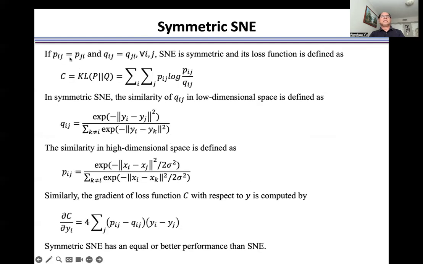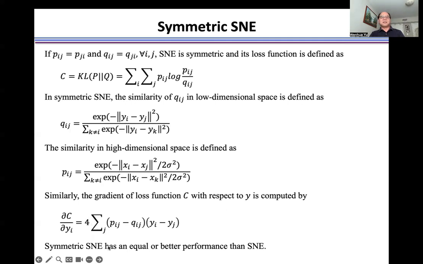If Pij is the same as Pji and Qij is equal to Qji for any i and j, SNE is symmetric and its loss function is defined as here. In symmetric SNE, the similarity Qij in low-dimensional space is defined here, and the similarity in high-dimensional space is defined here. Similarly, the gradient of the loss function C with respect to Y is computed by this formulation.